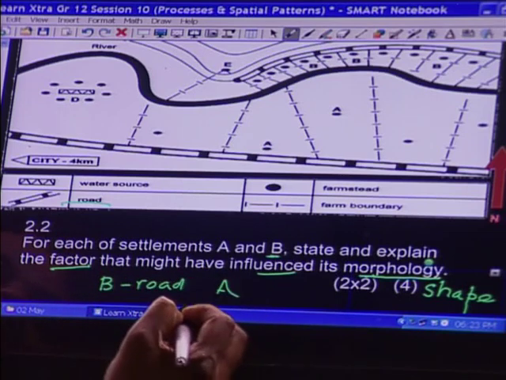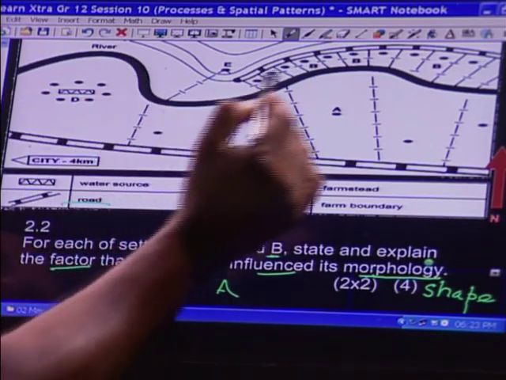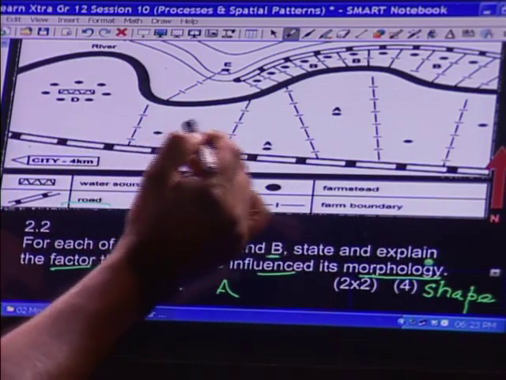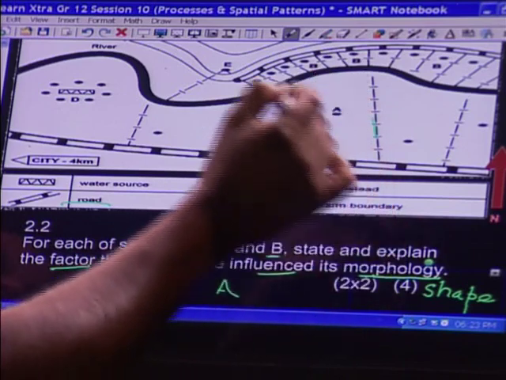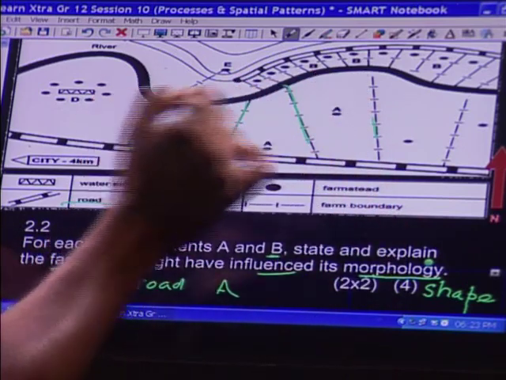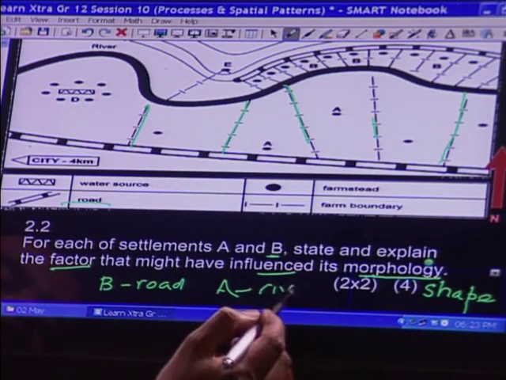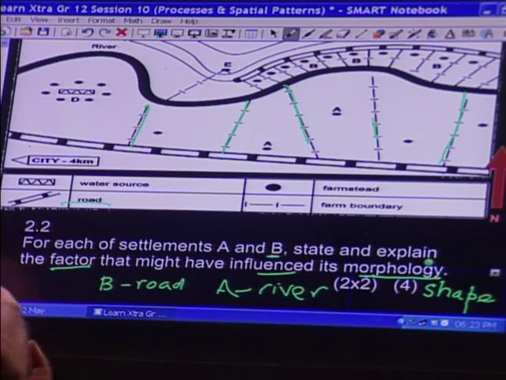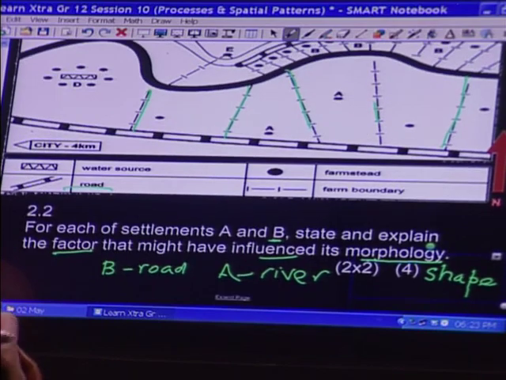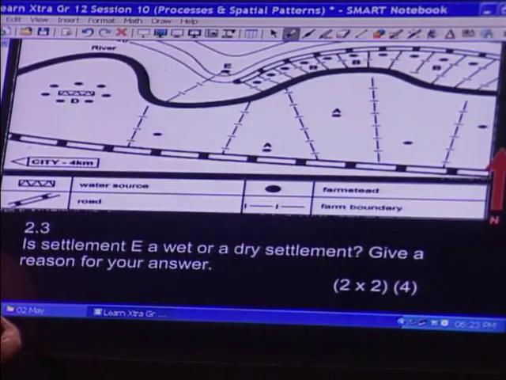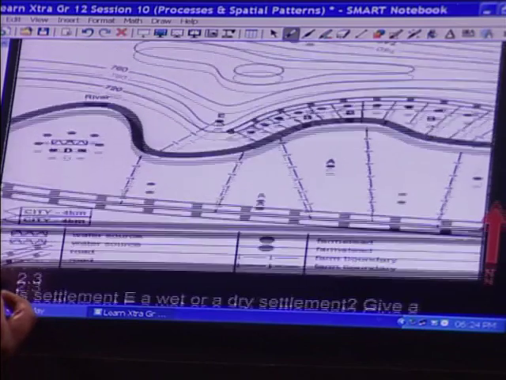In terms of settlement A, the feature referred to is the river. In this example, the river has influenced the way the farm boundaries have been located and divide each of these settlements. Therefore, settlement A, the answer would be the river. Moving on to the next question. Still dealing with the map. 2.3. Is settlement E a wet or a dry settlement? Give a reason for your answer.